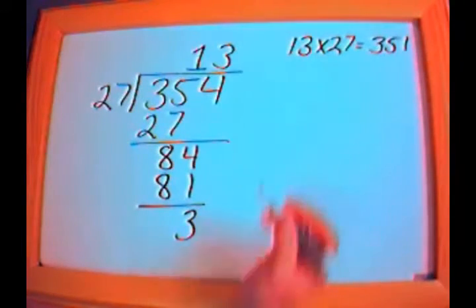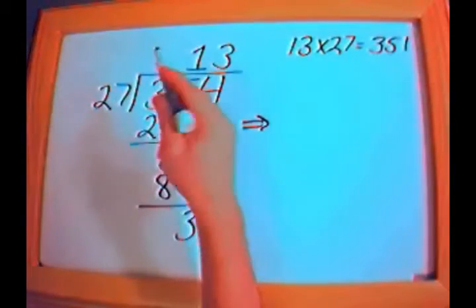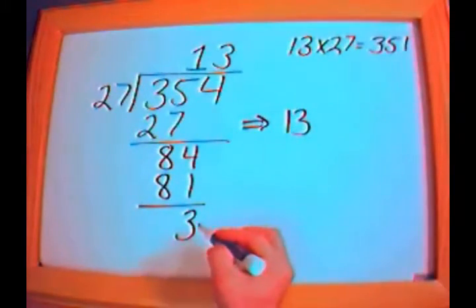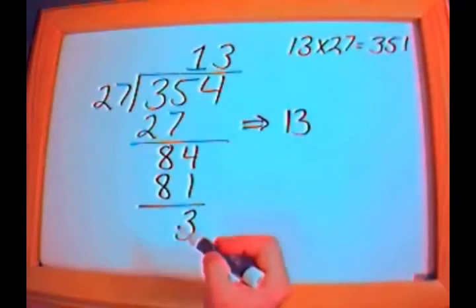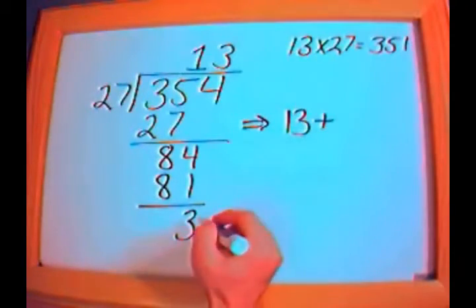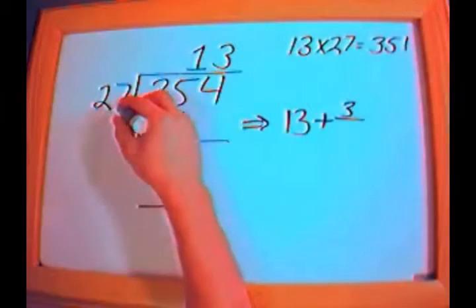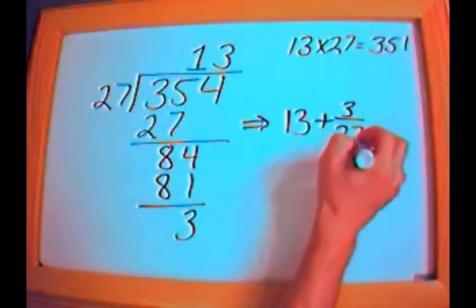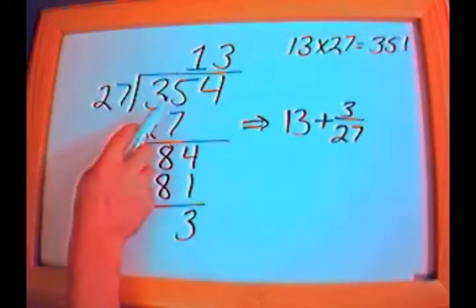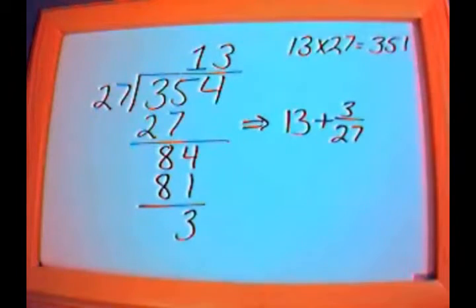So how do I write that? The answer, typically the way you write it, is 354 divided by 27 is 13, but I've got something left over down here. It's not just 13 by itself. I've got this 3 left over. Typically the way you'll write it is you add on to the end 3 over the divisor, which is 27. So the answer to this division is 13 and 3/27.